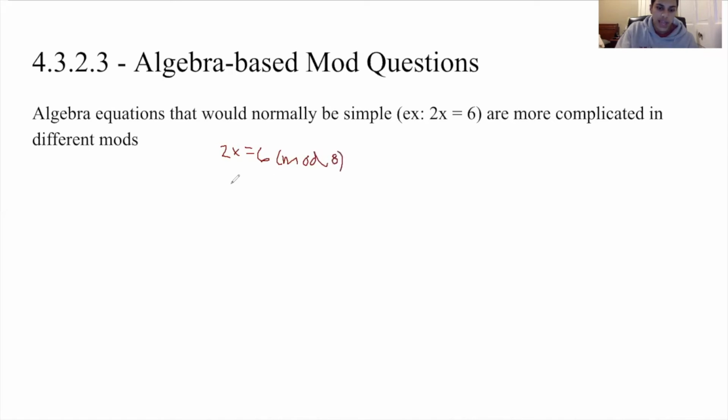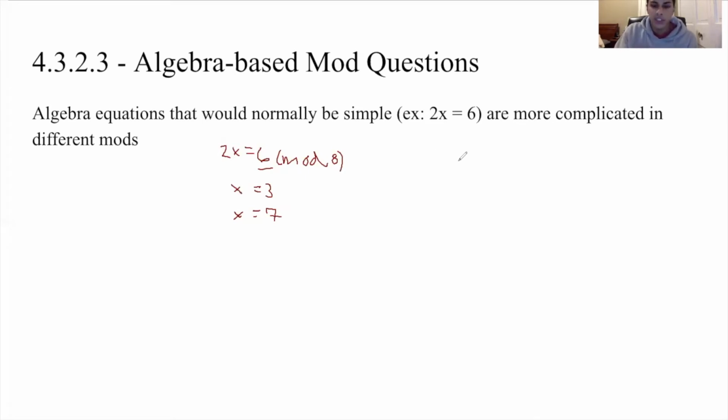So the example I gave is that if we had 2x equals 6, but in mod 8, we could say that x is equal to 3 because when we do 3 times 2, that's equal to 6. But we could also say x equals 7 because when we multiply 7 by 2, that gets us 14. And if you simplify 14 in mod 8, that gets you a remainder of 6, which means 2 times 7 is 6 in mod 8. So x would also be equal to 7.